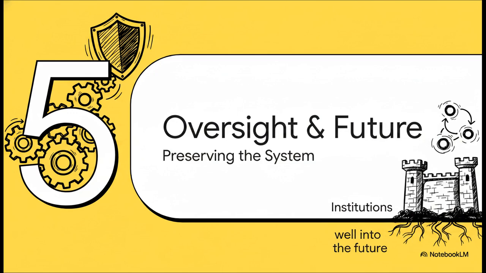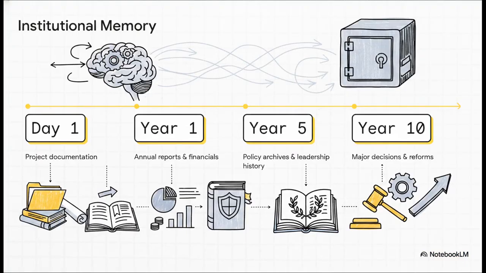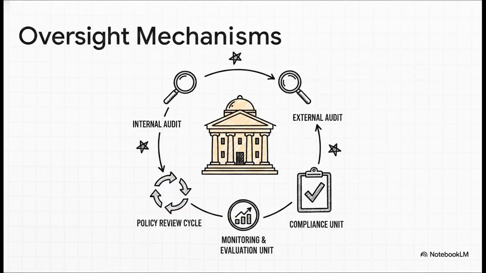Preserving the system. A healthy institution has to outlive its founders, right? By tracing records from day one project documentation to year one annual reports to year 5 policy archives, all the way down to year 10 major reform decisions, we preserve that vital institutional memory. Rigorously archiving these historical records over time ensures that future generations of leaders don't waste time and taxpayer money just reinventing the wheel.